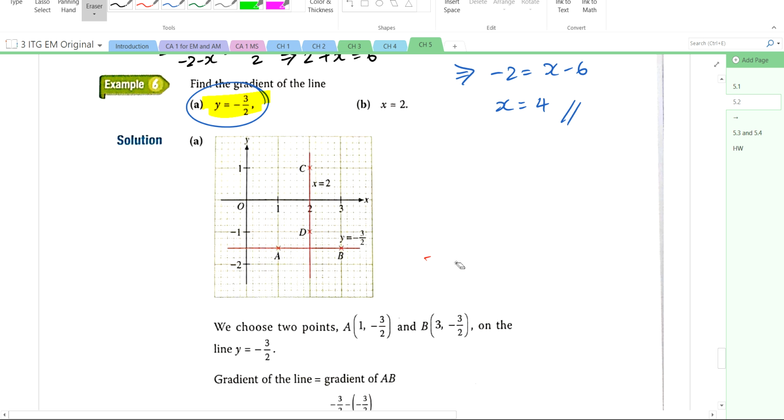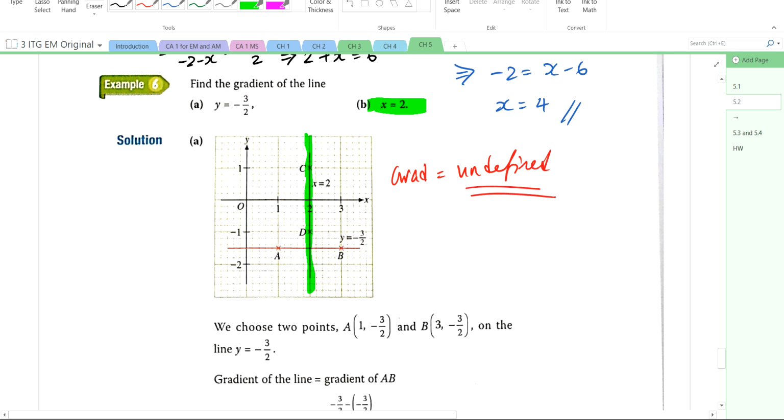So the next type of line, we have this, x equals to 2. What is the gradient of this line then? Is it 0? You must always remember, gradient refers to the slope. You always remember, is it difficult to climb or not? For the horizontal one, it is super easy, it is 0, it's flat. For this one, can you try climbing it? You cannot. So here we have undefined gradient.